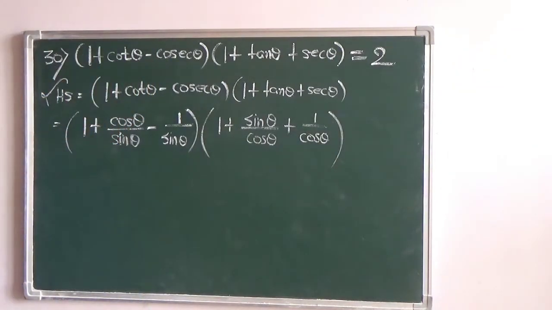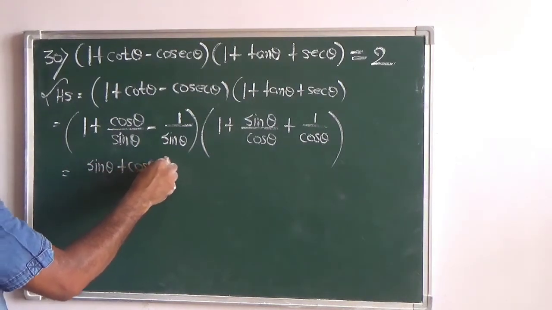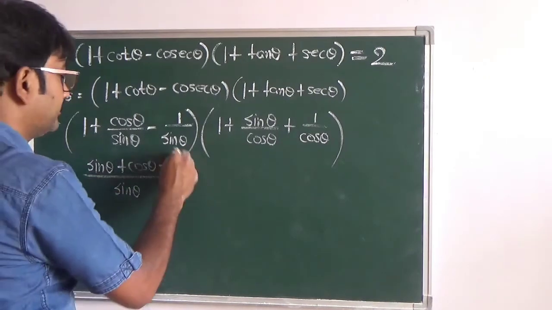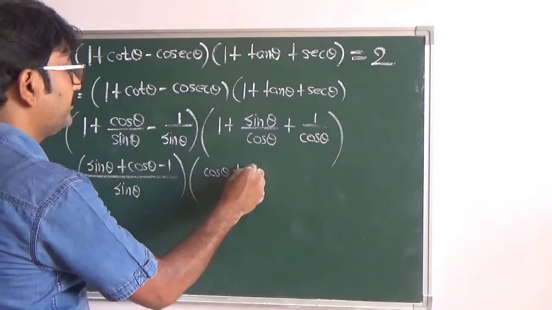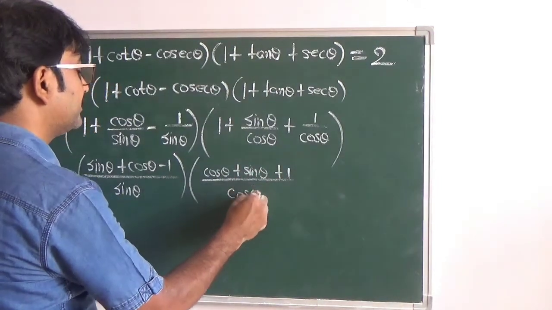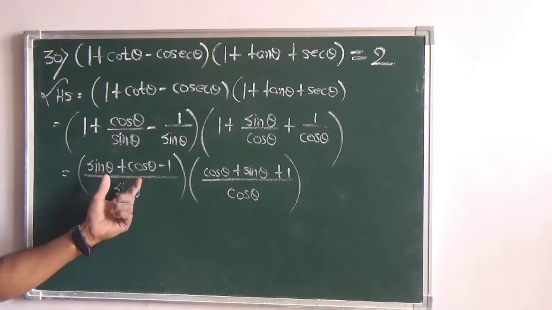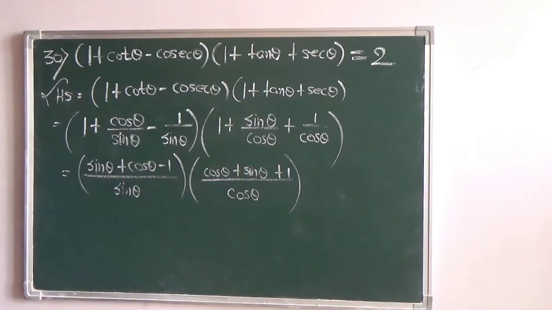If you take the LCM, this will be sin theta plus cos theta minus 1 by sin theta, and this will be cos theta plus sin theta plus 1 by cos theta. If you look at the numerator, it is sin theta plus cos theta minus 1, and this is sin theta plus cos theta plus 1. So you can write it in the form of a plus b into a minus b. Let us see what we get.